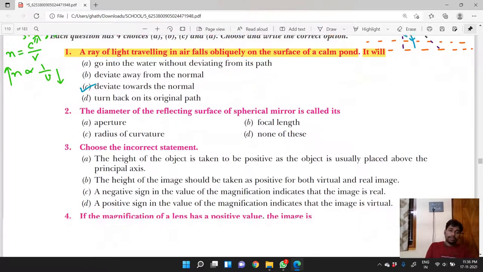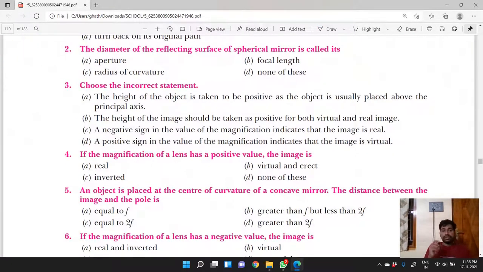Next, see the second question. The diameter of the reflecting surface of a spherical mirror is called what? First thing, what is meant by a spherical mirror? The mirrors which are made from a sphere and coated with silver or red oxide paint are called spherical mirrors.